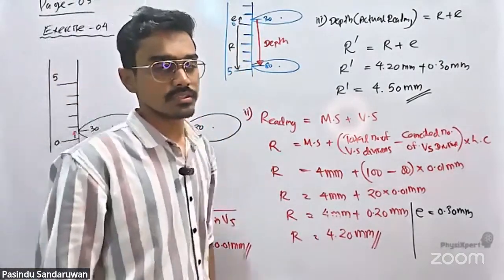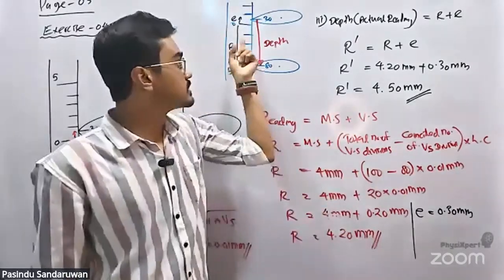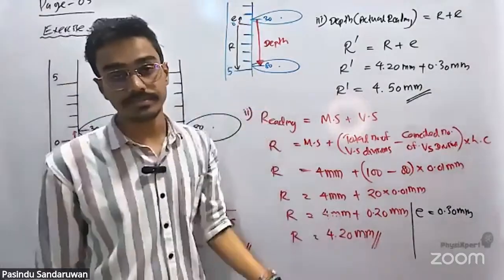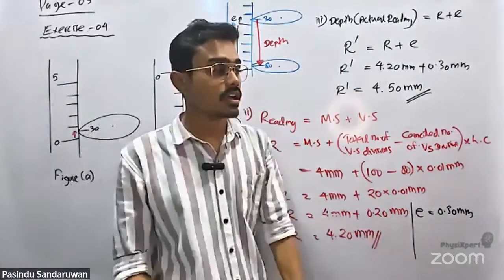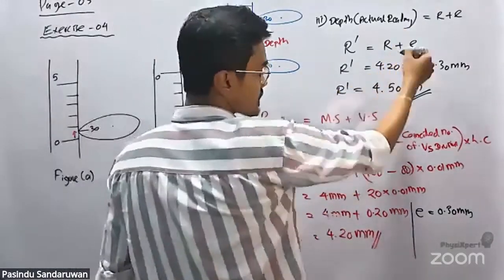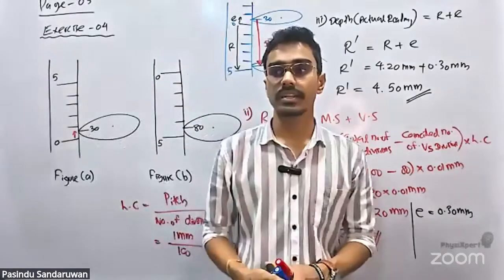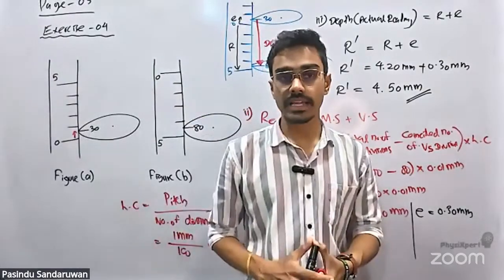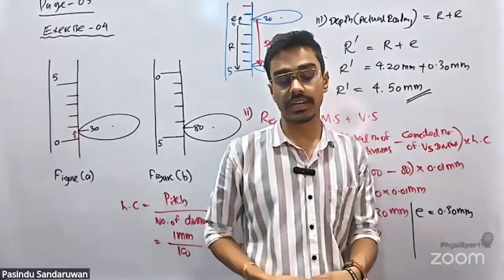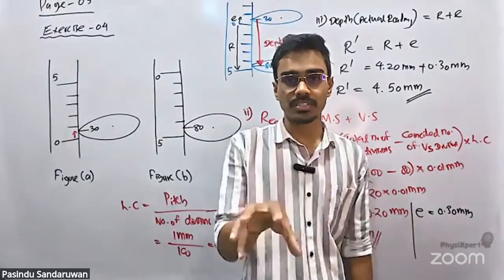So the total height is the addition of the reading, this part here, plus the error. Actually, for this reading, this error is a negative error, because we are measuring a depth. For the depth measurement, that is a negative reading, a negative error. Since there is a negative error, a positive correction should be done.